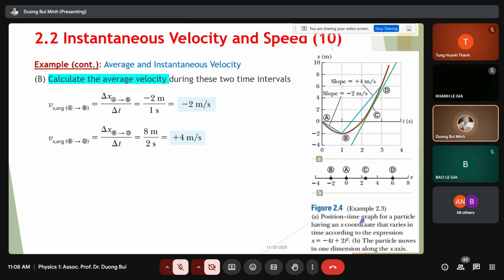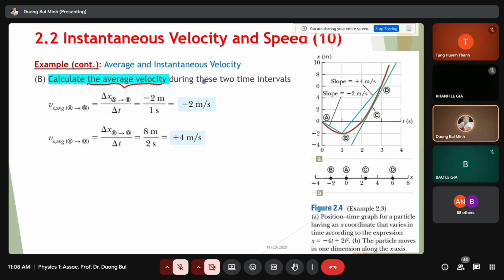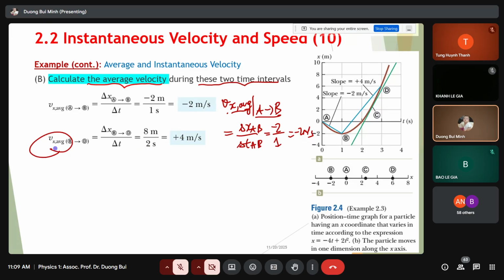We calculate the average velocity. During the two time intervals, maybe we calculate the average velocity from point A to point B. So the average velocity along the x-axis from point A to point B is delta x A to B divided by delta t A to B. Delta x we calculated before, minus 2, and the time is 1, so you get minus 2 meters per second. And the average velocity from B to D, you get here, very easy.